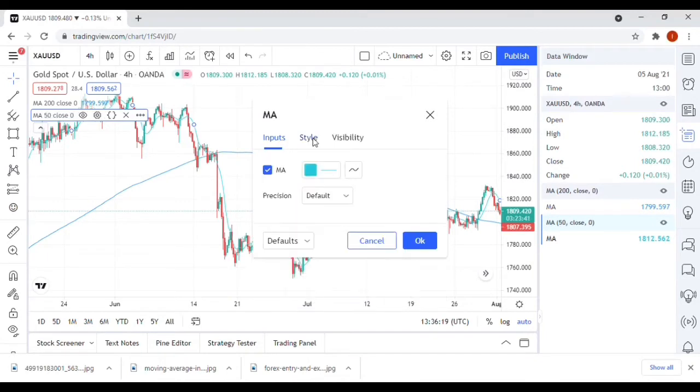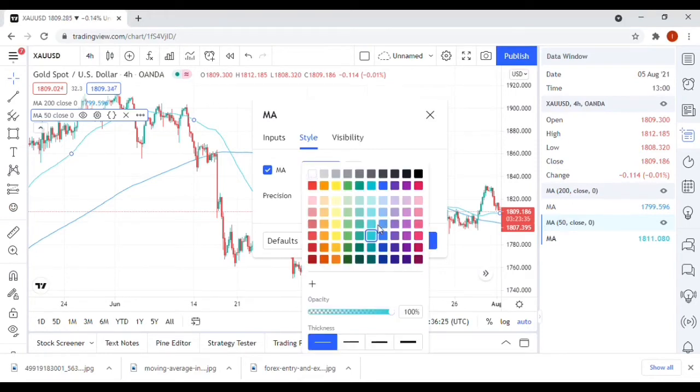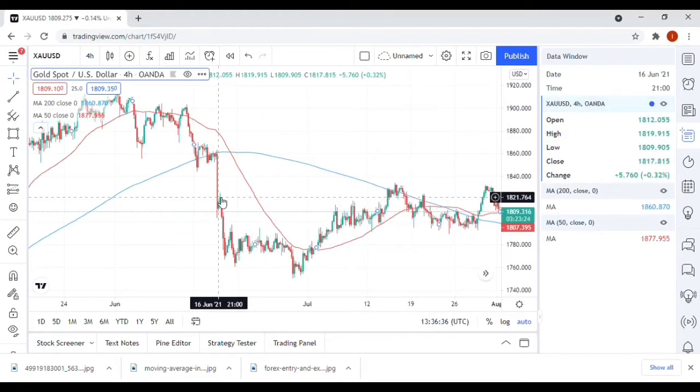All you have to do is click on style. On a phone you just scroll down and you'll see style there, and then you just change the color to whichever color you prefer. In this case we'll change it to red, just so it's more clear and visible to us. So right there we have two moving averages.